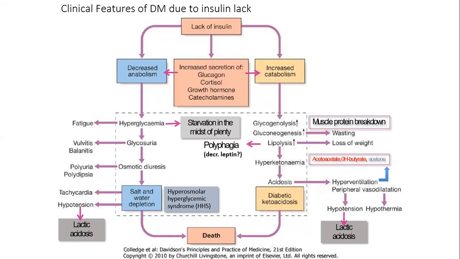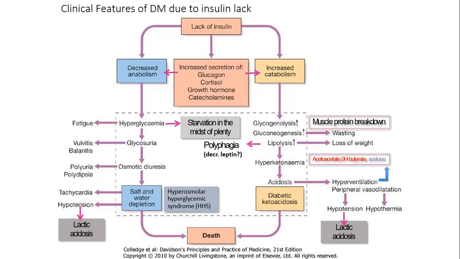So you see that it can also have another pathway where there is increased catabolism, either because of increased secretion of glucagon, cortisol, growth hormone and catecholamines. These are hormones which counter the insulin, resulting in increased catabolism, which can result in glycogenolysis, gluconeogenesis, and lipolysis. And this results in hyperketonemia, resulting in acidosis, resulting in diabetic ketoacidosis.